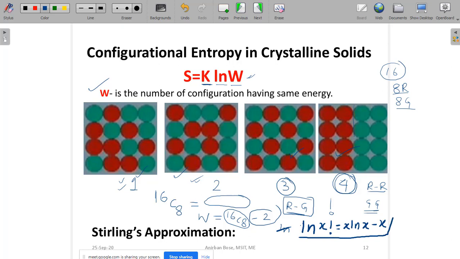Okay, so this is Stirling's approximation, but this is only true if x is a large number. If x is much greater than 1, then you can use this approximation, that log of x factorial is equal to x log x minus x. You can see that to find the configuration entropy, this Stirling's approximation is very, very helpful in many cases.